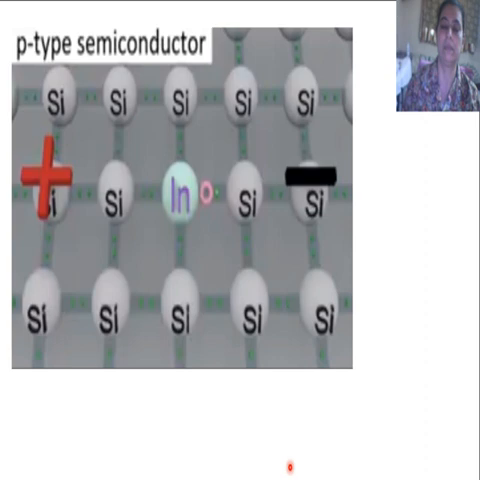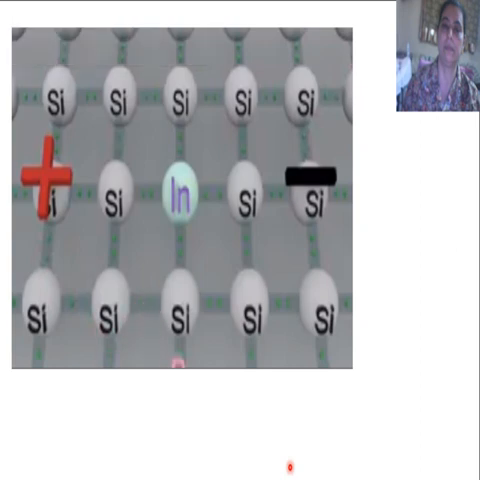Now this does seem quite strange. This hole again is a lack of an electron, and so electrons can jump into that space. So why is it called P-type? Well, the lack of an electron you can think of as something positive. The lack of a negative is a positive, and that's where that P comes from. This hole is moving, as well as the electrons.